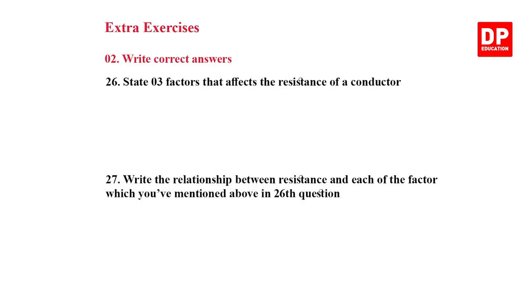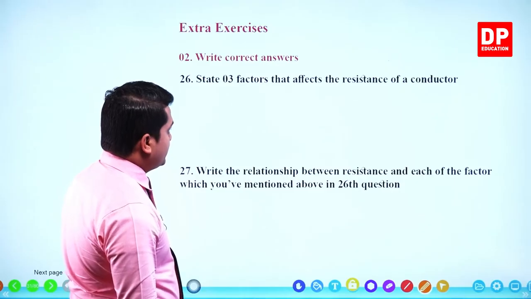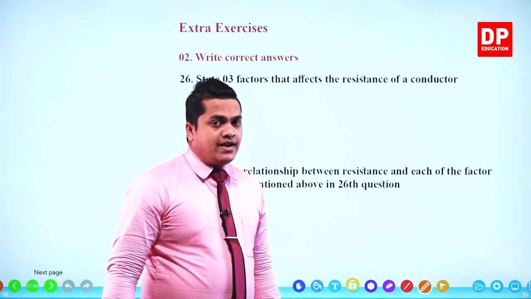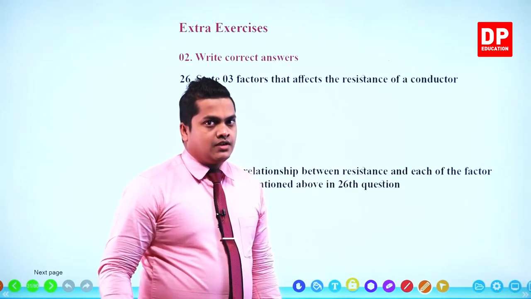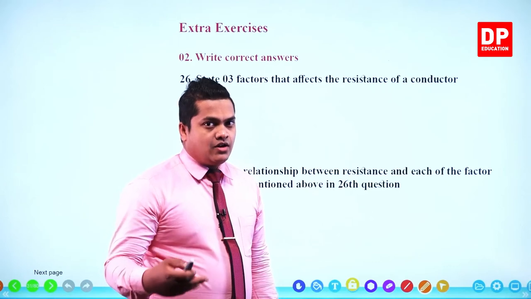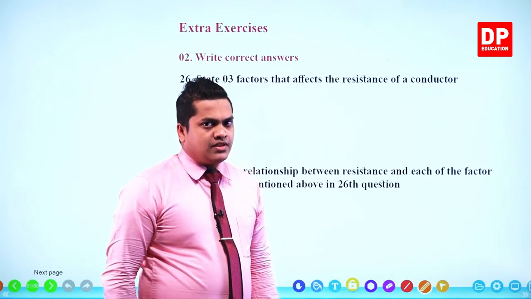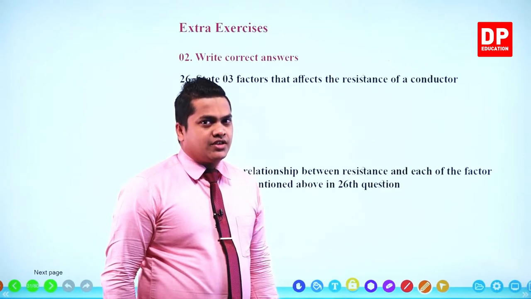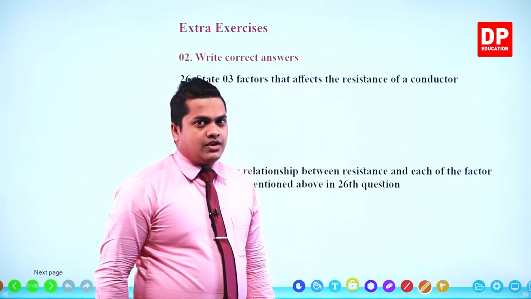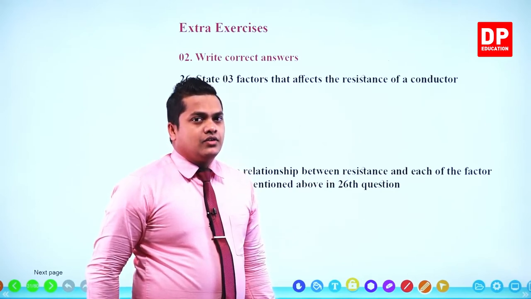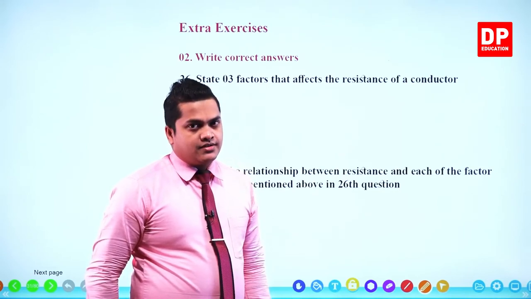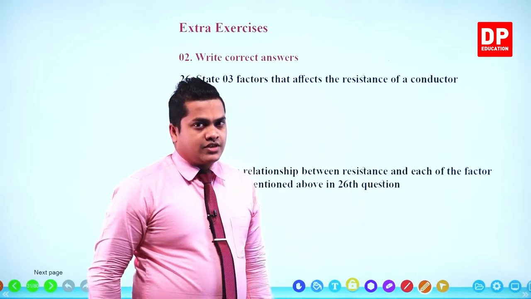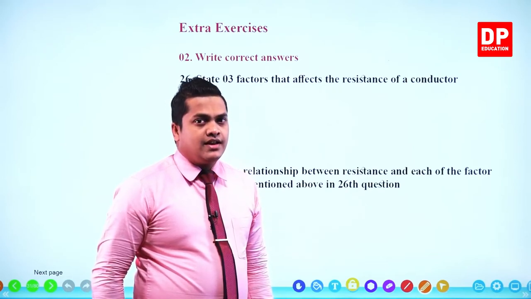State 3 factors that affect the resistance of a conductor. So, the resistance of a conductor depends on 3 factors. Number 1 is the length of the conductor. Number 2 is the cross-sectional area or the thickness of the conductor. Number 3, the material which the conductor is made of. Those are the three key factors that the resistance depends on.